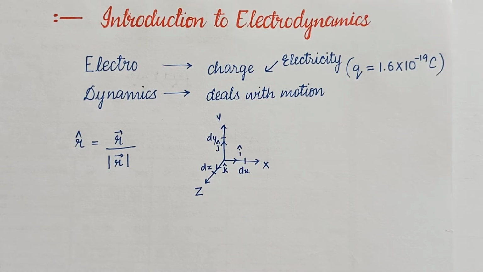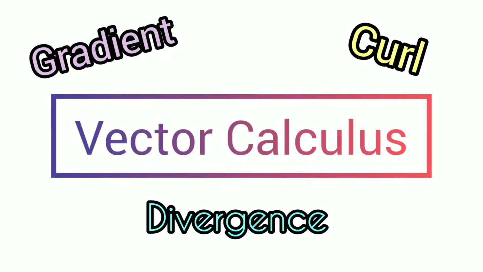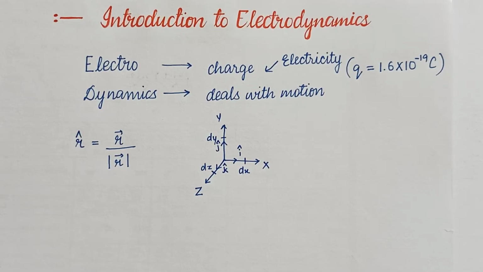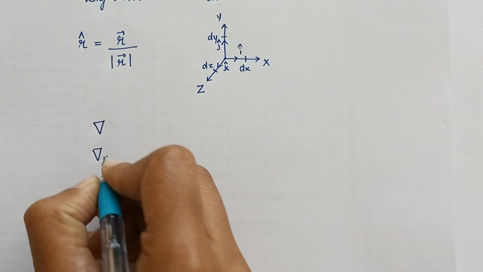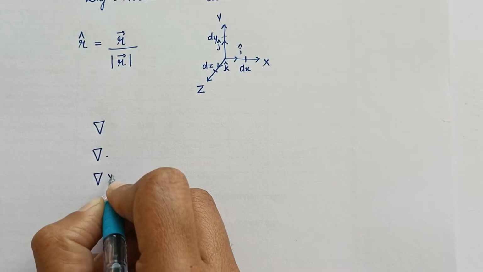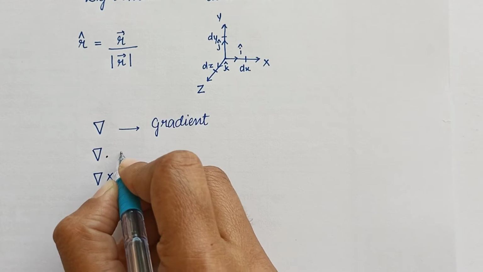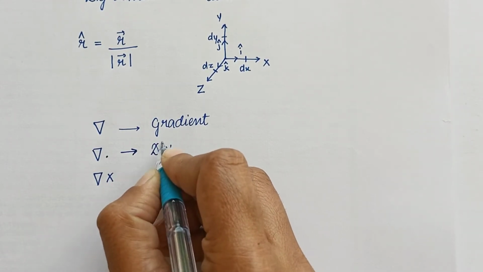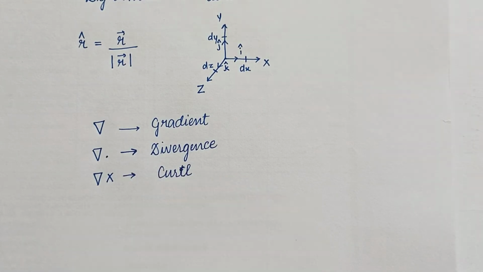Along all these coordinate systems, unit vectors, we need to recall the vector algebra, its properties like addition, subtraction, multiplication as dot and cross product, and the vector calculus. And you should also remember the three signs, that are del, del dot and del cross. Del is the gradient, del dot is the divergence, del cross is the curl. And you should learn the general form of the gradient, divergence and the curl.